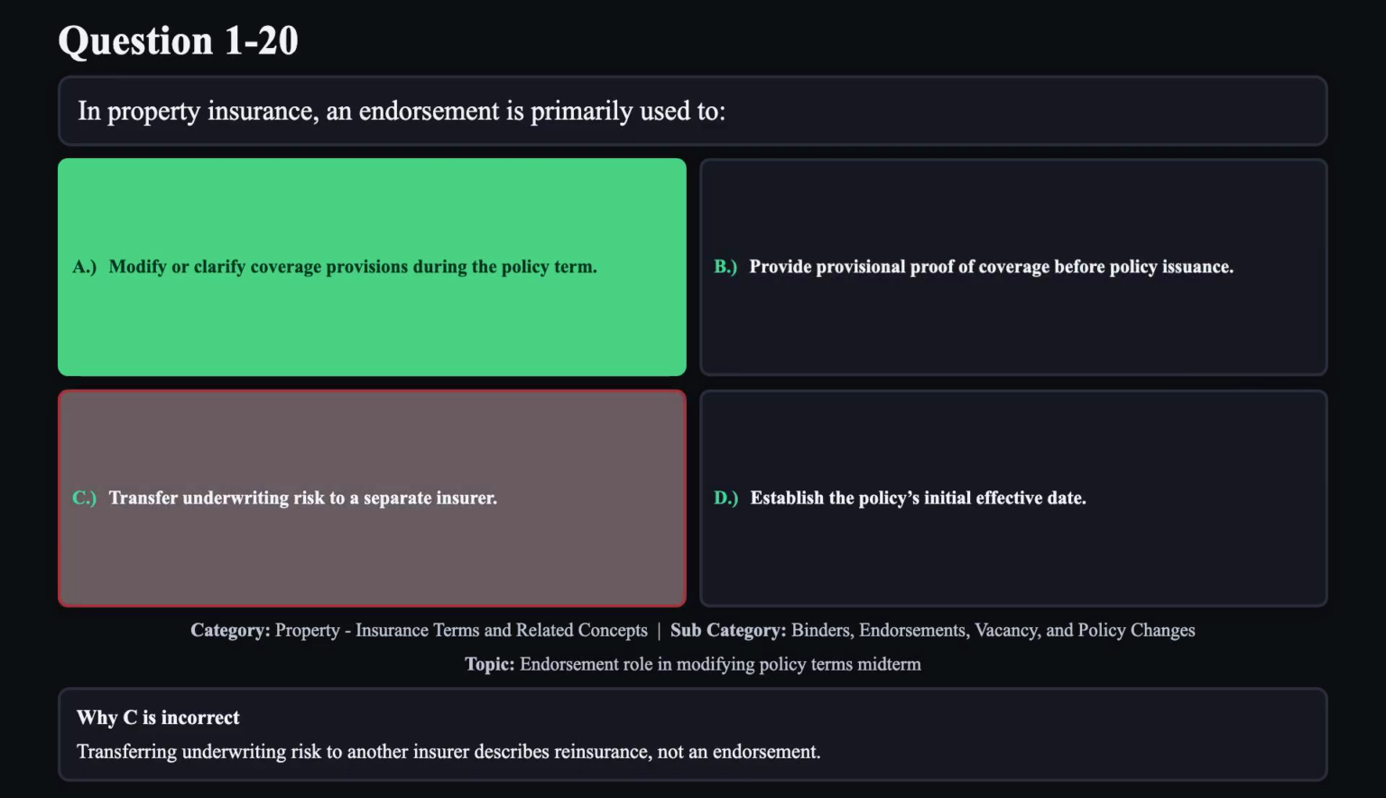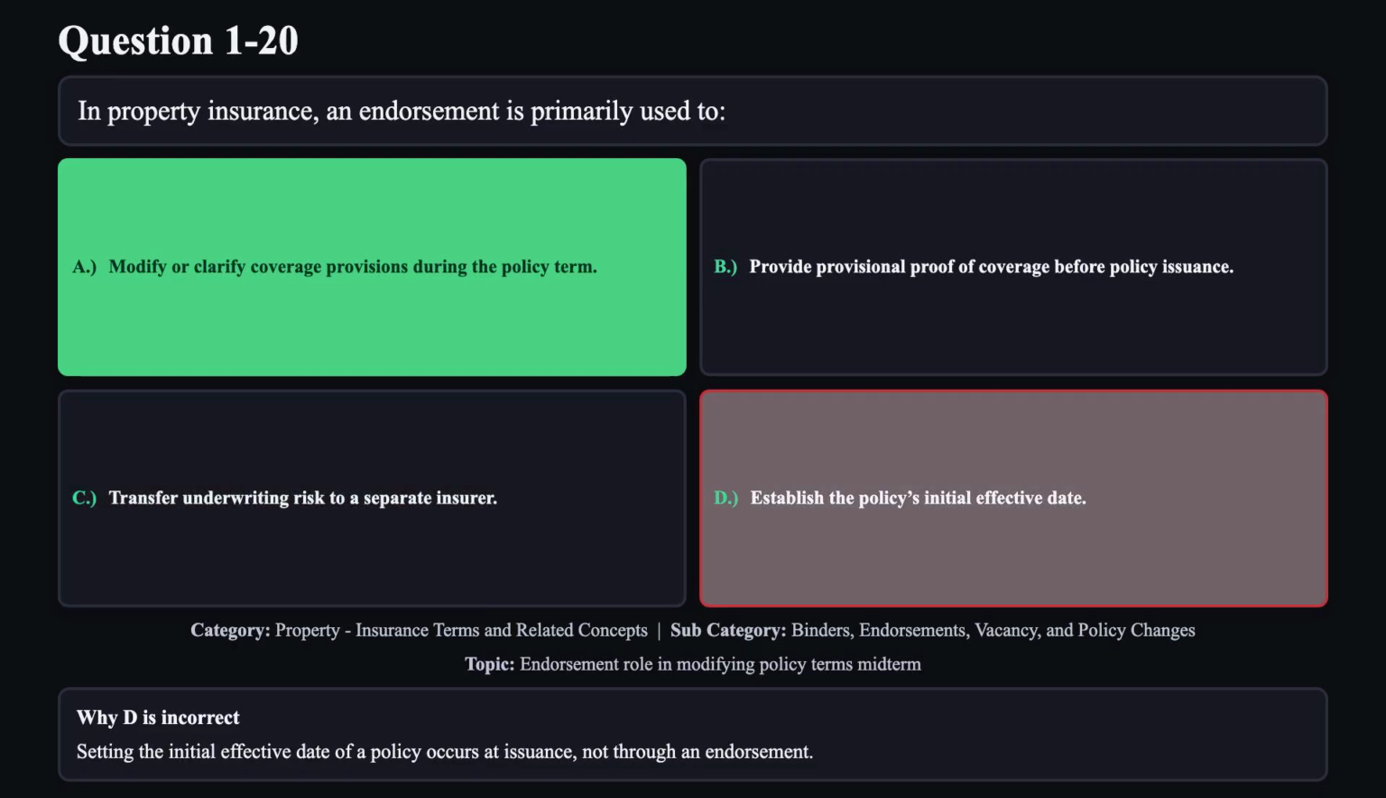Reason C is not correct. Transferring underwriting risk to another insurer describes reinsurance, not an endorsement. Reason D is not correct. Setting the initial effective date of a policy occurs at issuance, not through an endorsement.